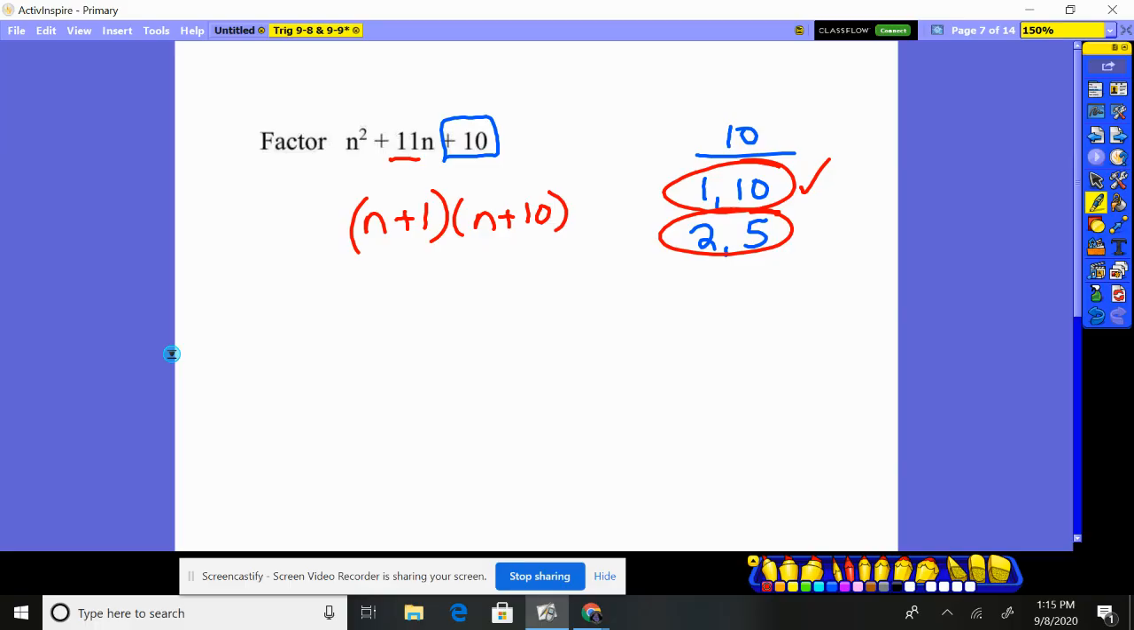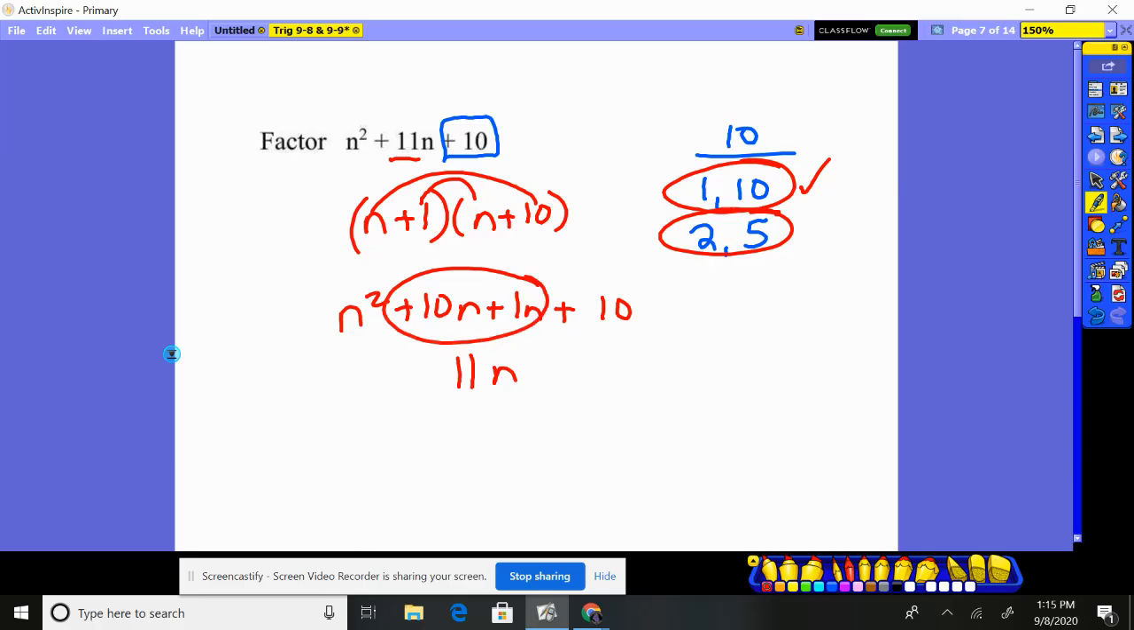If we want to check it, we have n times n, which is n squared. We're going to have the 1 times the n and the 10 times the n. So the n times 10 is 10n, and the 1 times the n is 1n. And then 1 and 10 together gives you the 10. And notice, when we put these together, that middle term is going to be the sum of these pieces.